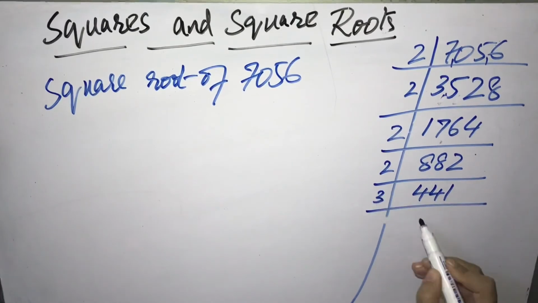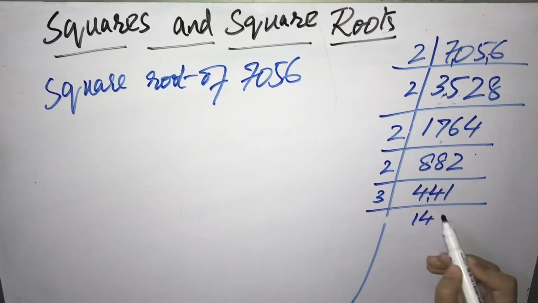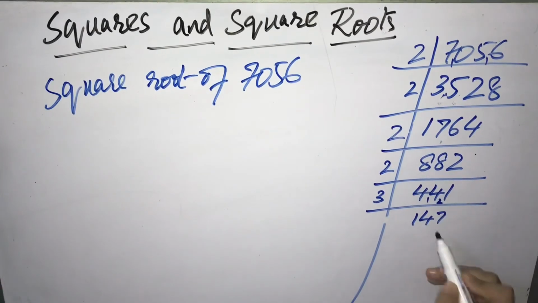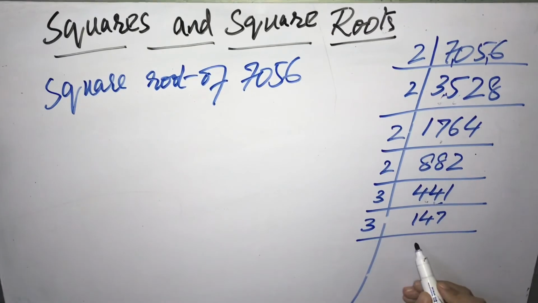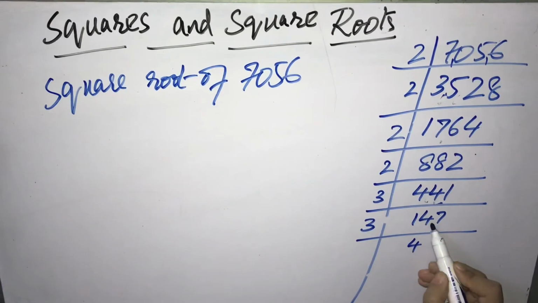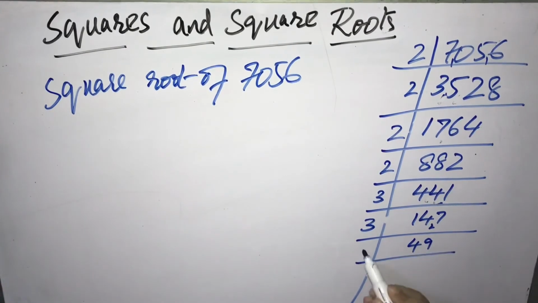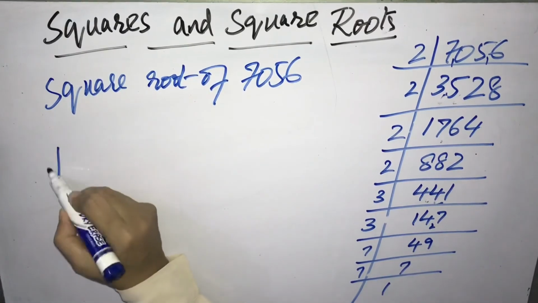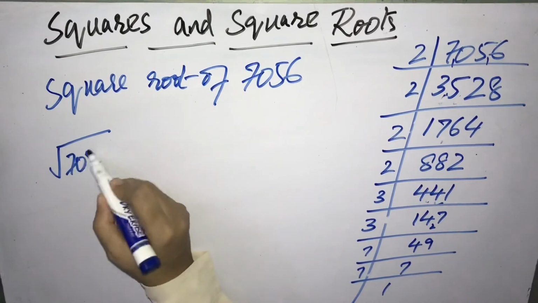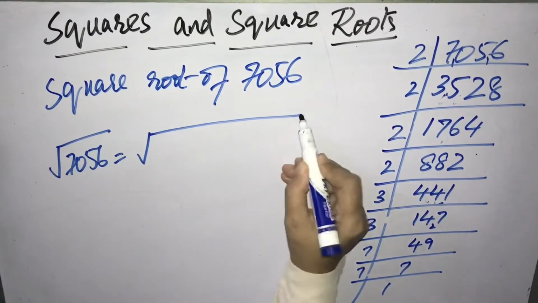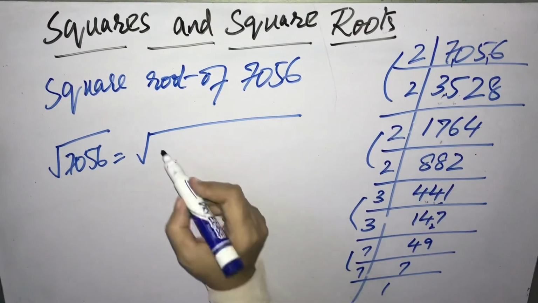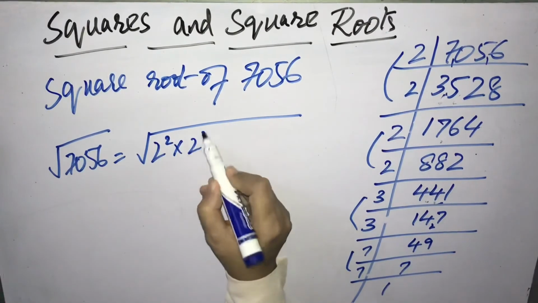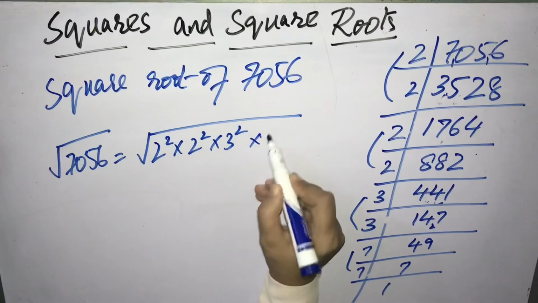Coming to 3, 3 1s are 3, 3 4s are 12, and 3 7s are 21. Again with 3, 3 4s are 12, 3 9s are 27, and then 7 7s are 49. Square root of 7056 will be a pair of 2, a pair of 2, a pair of 3, a pair of 7, 2 square cross 2 square cross 3 square cross 7 square.